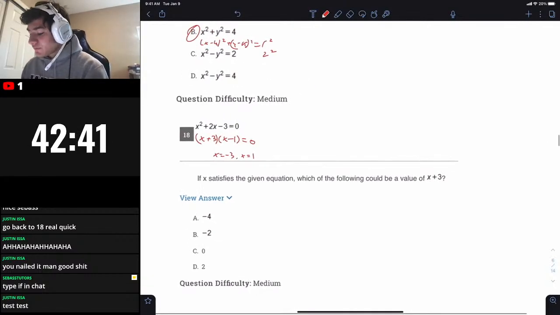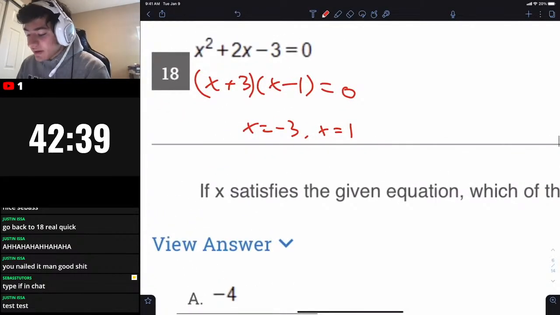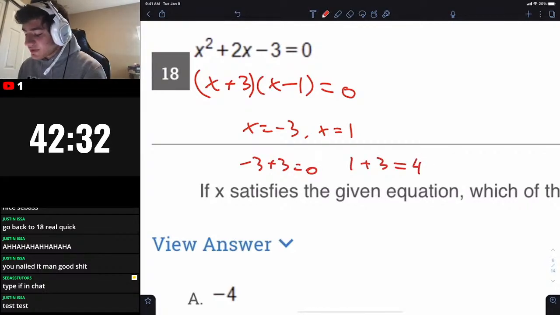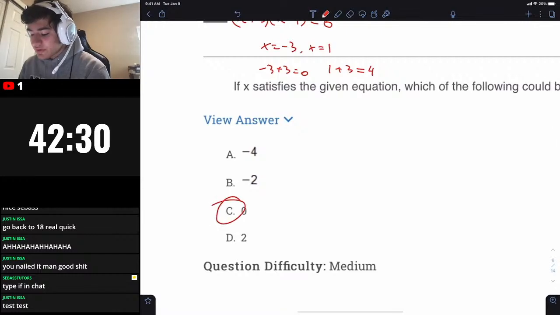Which of the following could be the value of x plus 3? 0, right? Because if x is negative 3, plus 3 equals 0, or 1 plus 3 could be 4. So it could be 0 or 4. They don't have 4, so let's pick 0.